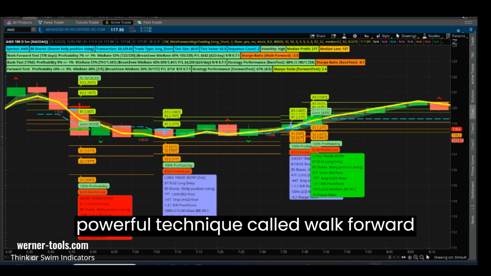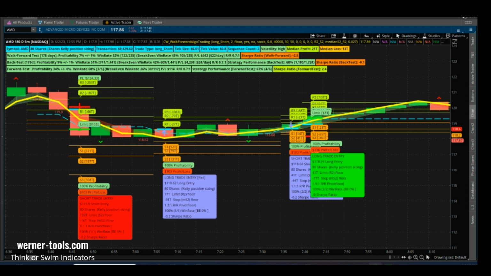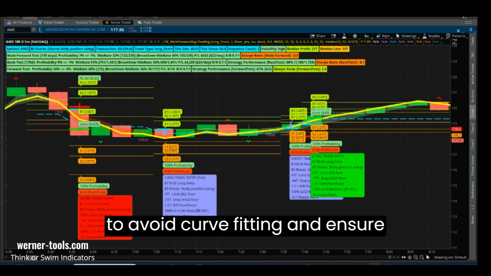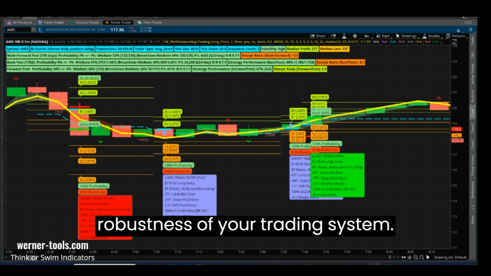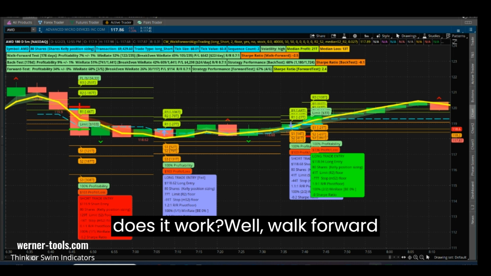It uses a powerful technique called walk-forward testing, which is one of the best ways to avoid curve fitting and ensure robustness of your trading system. So what is walk-forward testing and how does it work?